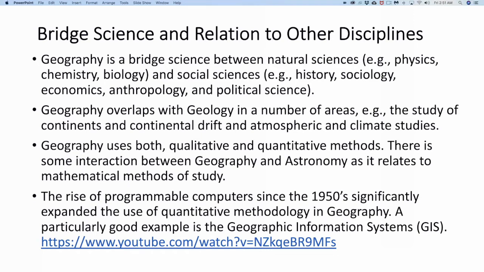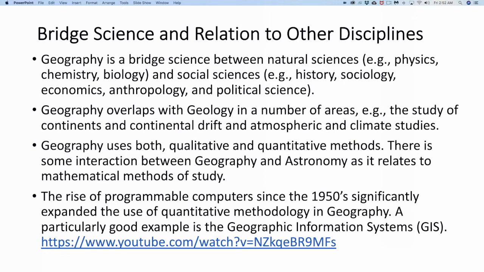Geography uses both quantitative and qualitative methods, and there's also some interaction between geography and astronomy when it comes to mathematical methods, which is not surprising because geography and astronomy are fundamentally about space. The difference is that geography confines itself to one planet, really, and astronomy doesn't. Astronomy literally is, spatially speaking, infinite, because it goes out and away from the Earth in all directions. And so you can understand why spatial analysis in both disciplines would lend itself to the same mathematical approaches.